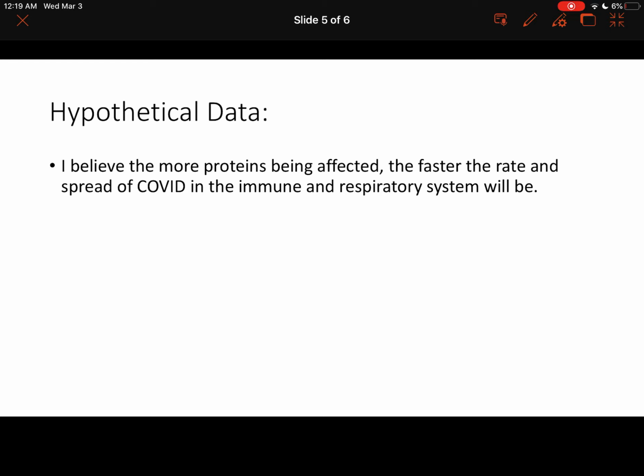I believe that if you have a sick patient, maybe 68 or 70 years old, and he has more proteins being affected, and you're able to identify those proteins, you can see the effect and the rate of COVID being spread through the immune system and the respiratory system.